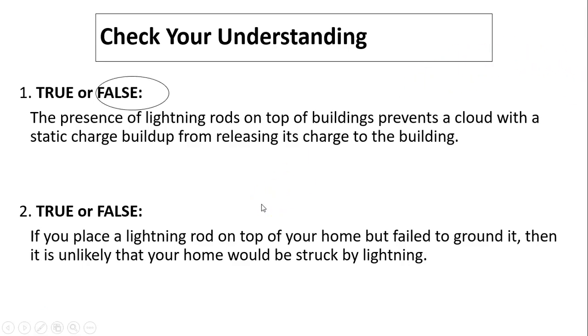The second one: if you place a lightning rod on top of your home but fail to ground it, then it is unlikely that your home will be struck by lightning. That is false. Your home will be struck by lightning, except now the excess charge is not going to be diverted to the ground. It's going to come to your house. So in that case, the lightning rod doesn't really protect your house. It's false.